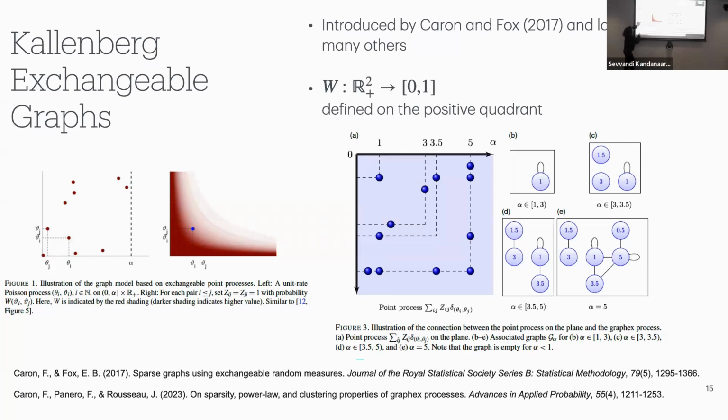So when this point comes, theta I, now you have another point here. Let's say theta I has a VI, and for VI and VJ you can toss a coin, and for VI and VJ you can toss another coin. So that's the graphon. And from there you generate all that.